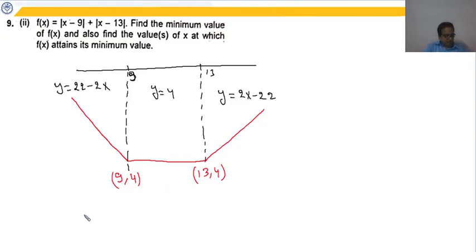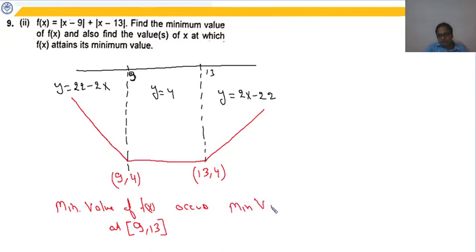So we get the minimum value of f(x) occurs in the interval 9 to 13. Any value of x you put, you get the minimum value of f(x) as 4. The line becomes horizontal.